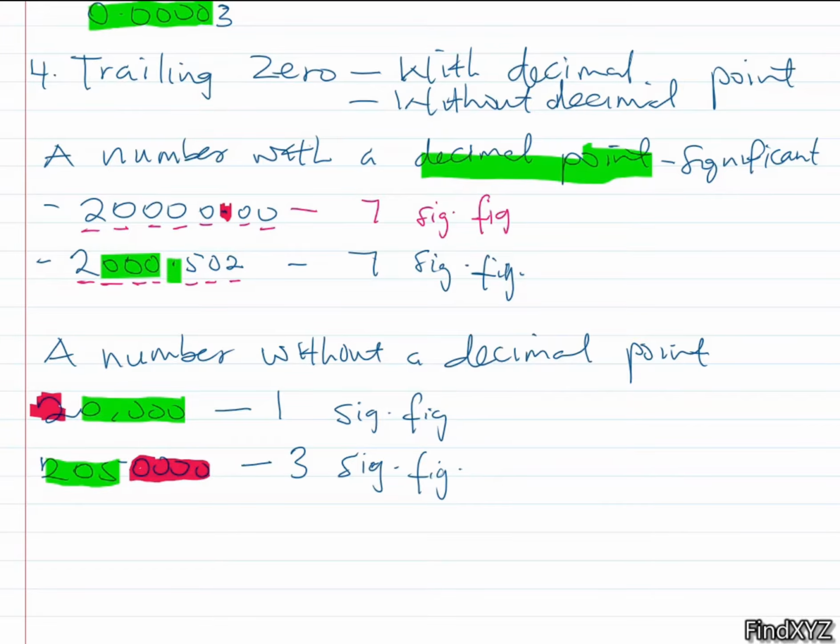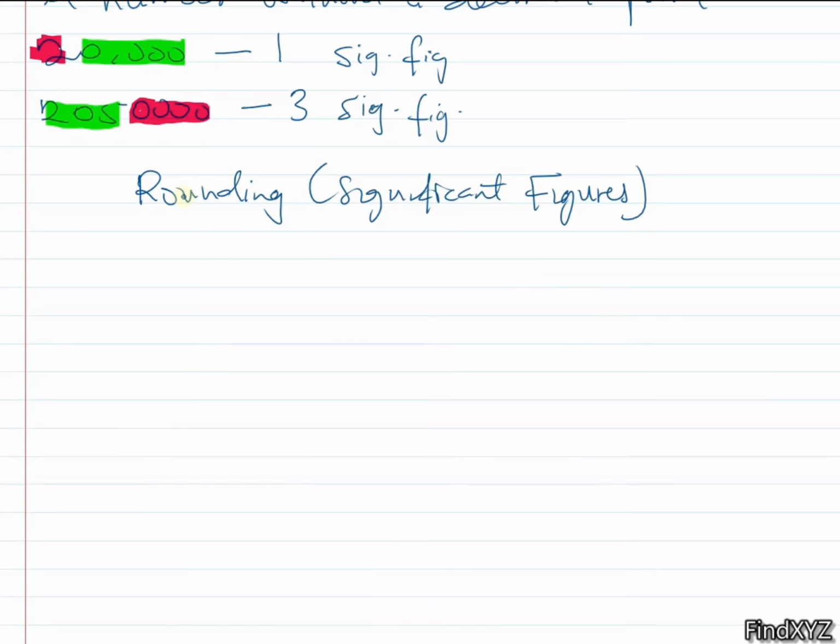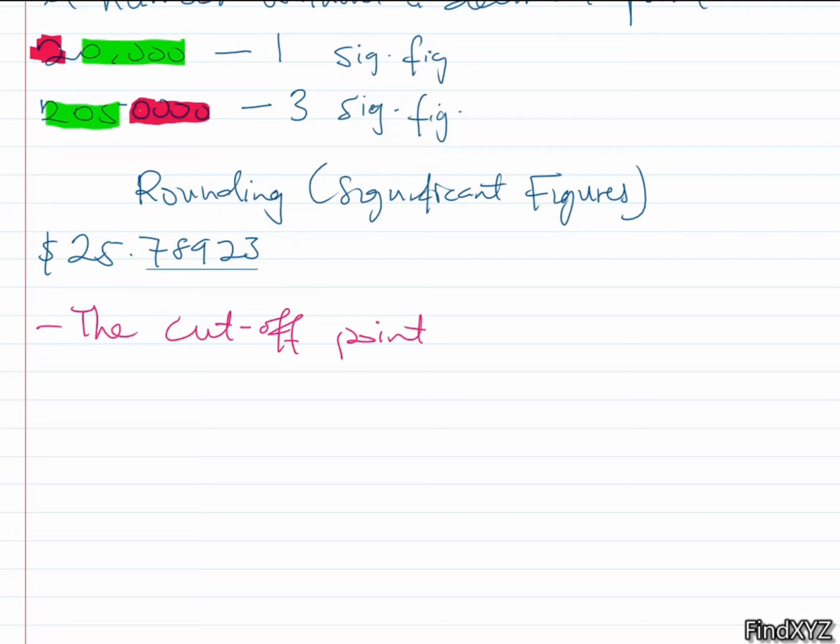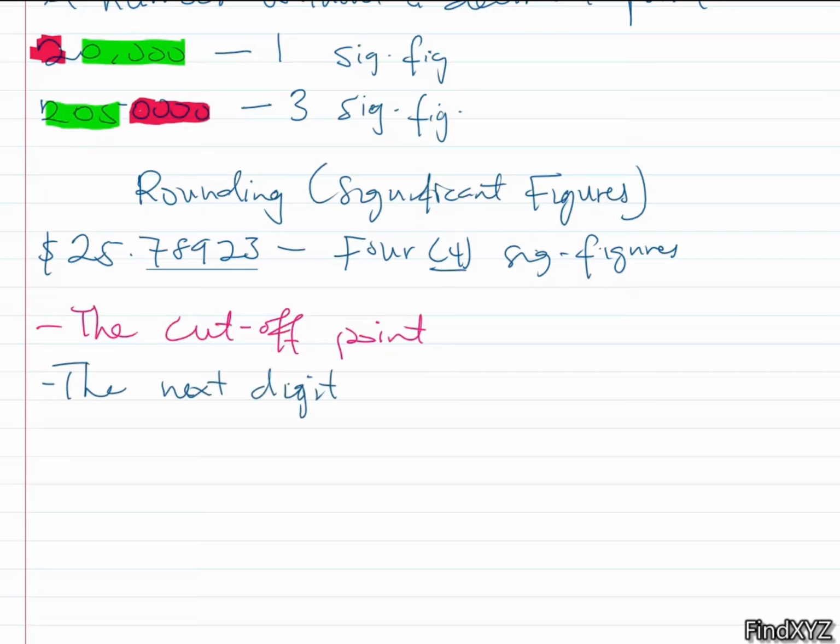Let's move on to the next part where we are going to round these numbers. Now, sometimes we are working with currency and we get $25.78923. Because our currency doesn't have such a small amount, we have to round the number. That is what we are going to do in this section. In rounding, you consider 3 things. The first thing, you consider the cutoff point, right? How many digits do you want to round? So for example, we can decide to round this to 4 significant figures. Then, after identifying the cutoff point, you consider the next digit. I would prefer to call it the next neighbor. After identifying the next digit, then you apply the 5 rule.